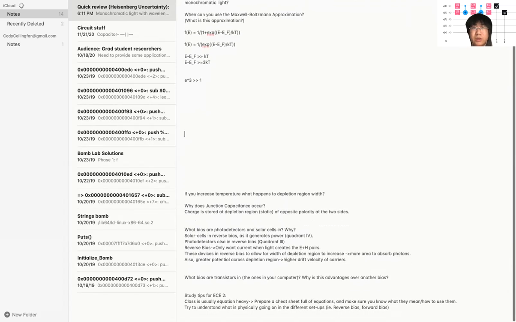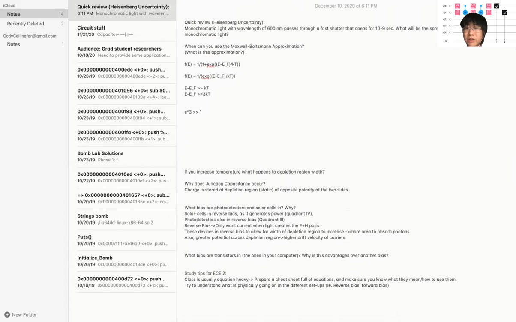Okay, are there any questions about that? I just thought this would be useful because if you ever have a question where you need to use the Fermi-Dirac distribution, this is a lot harder to work with than the Maxwell-Boltzmann distribution. Most of the time you can just get away with using the Maxwell-Boltzmann distribution.